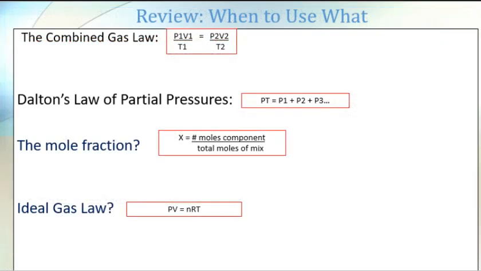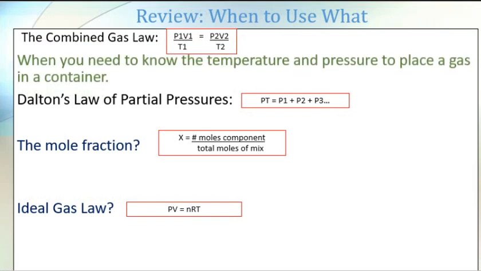All right. So, we're at the end, y'all. Here we go. This is at the end. You're going to say this. The combined gas law. When do we use these different things? Okay. When are we going to use these things? We're going to use the combined gas law, the most powerful of the ones we've had today. When you need to know the temperature and pressure you place a gas in.